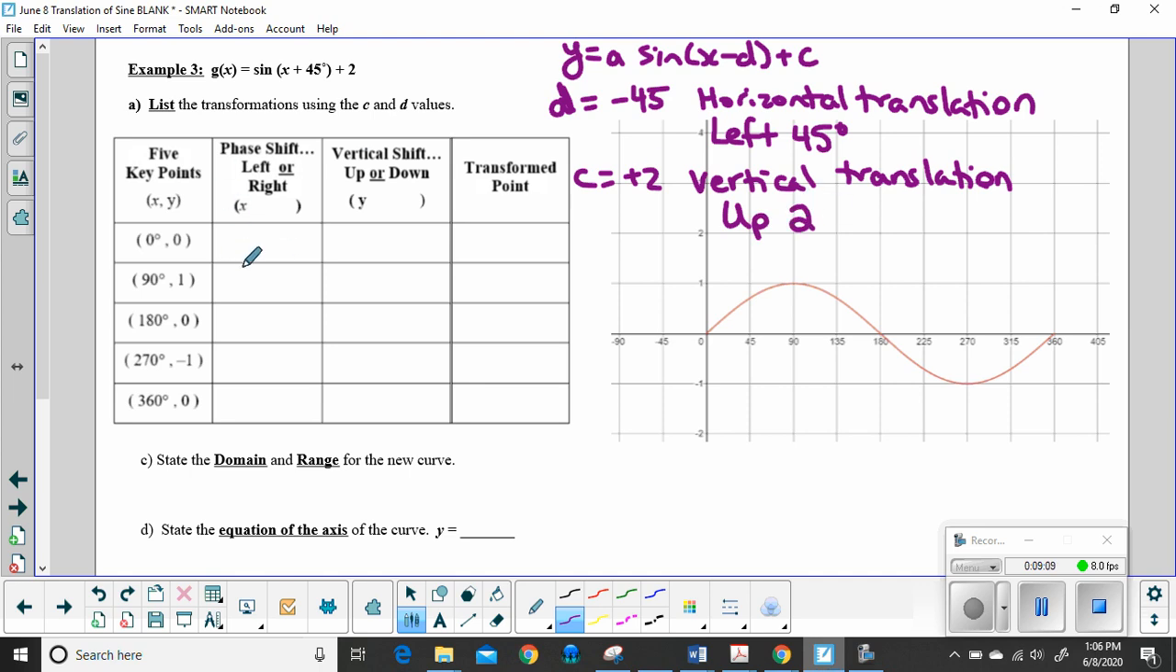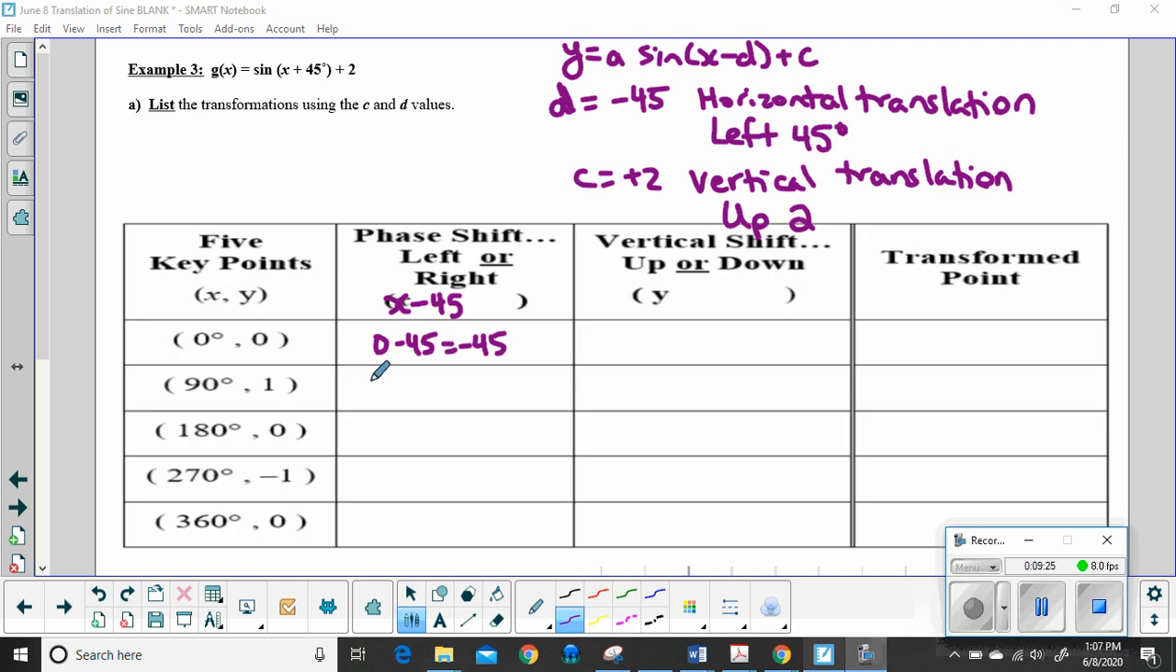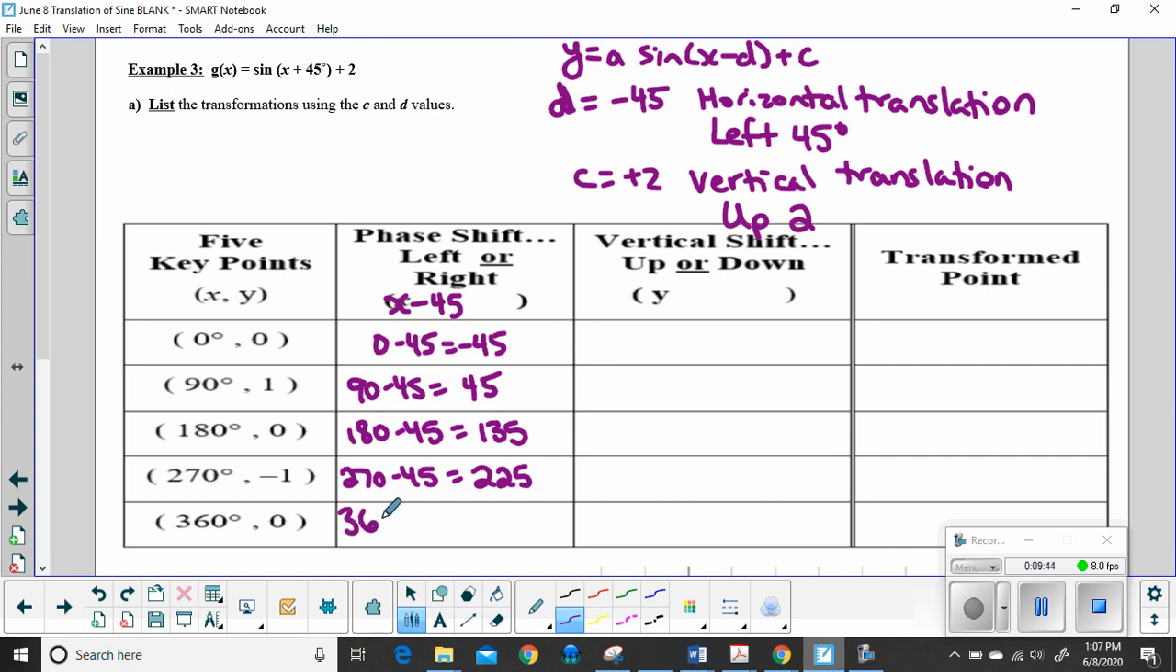So when I go to put this into my points, let's see. X's, I have to go left 45. So I'm going to take my x value, 0 minus 45, which gives me -45. Okay, let's try that again. 90 minus 45 gives me a positive 45. 180 minus 45 gives me 135. 270 minus 45 gives me 225, right? And 360 minus 45 gives me 315.